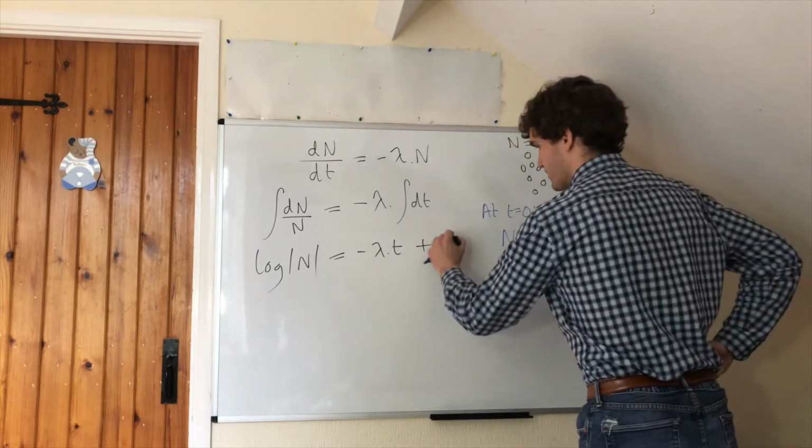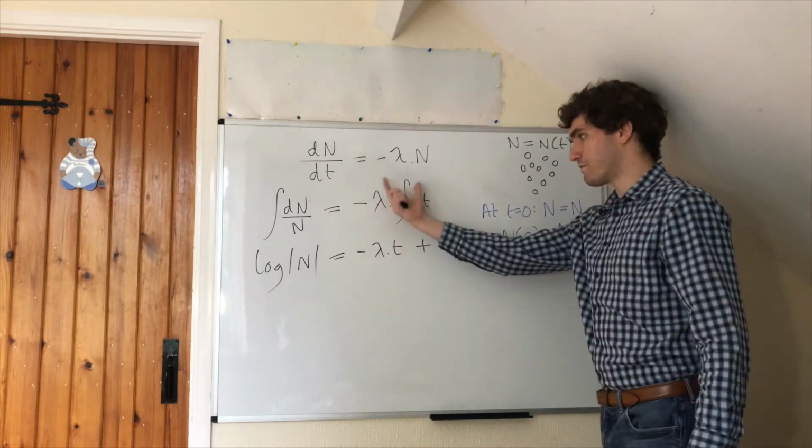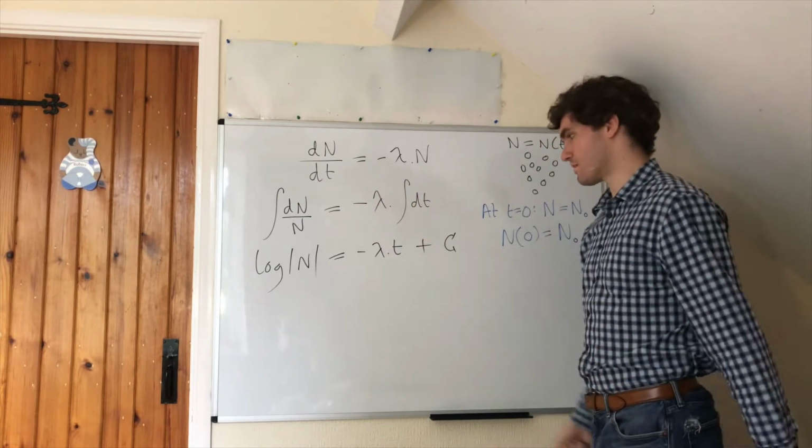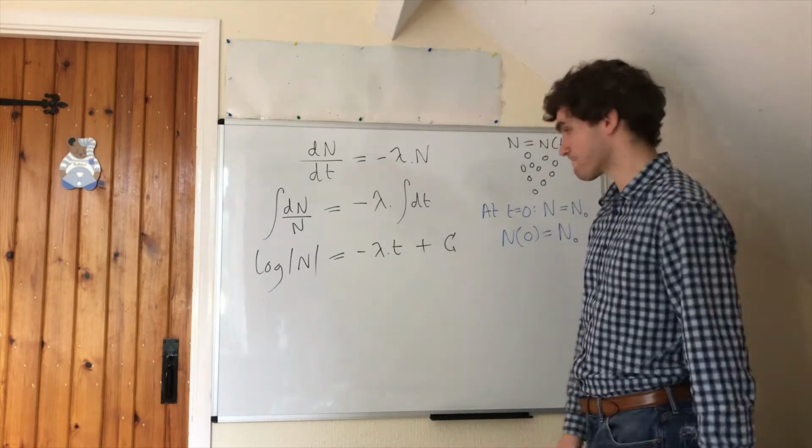And we can just put a plus c there because actually you might have a plus c times by minus lambda, but then a constant times minus lambda is also a constant. So this is perfectly valid.